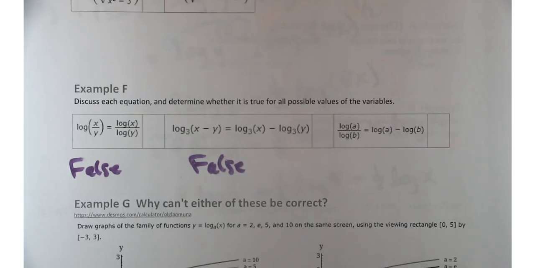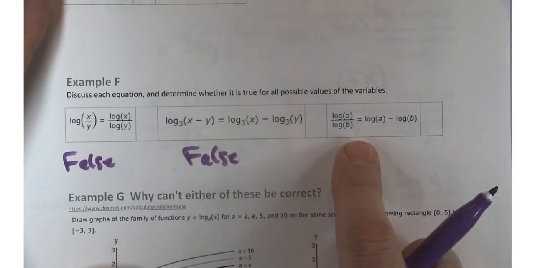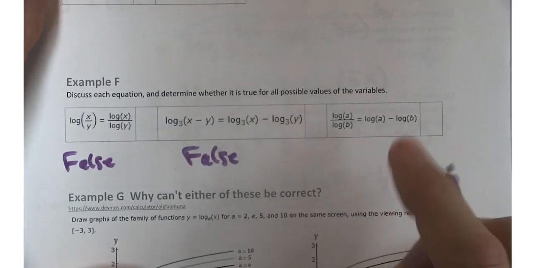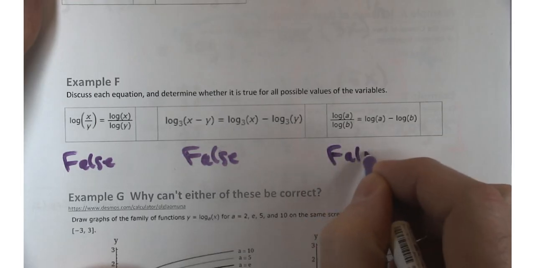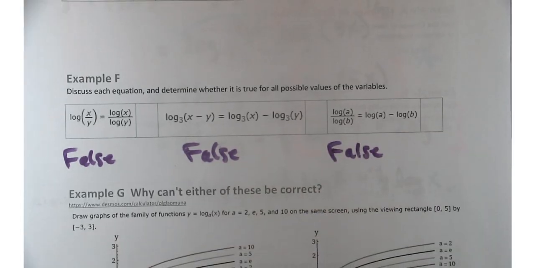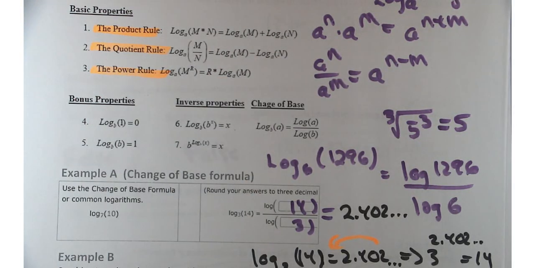How about the last one? Got to do right on the last one, right? No, sorry, that one's false again. So, yeah, it's just not the way these things work. The only properties that actually work are the ones that are on this sheet. So, all right.